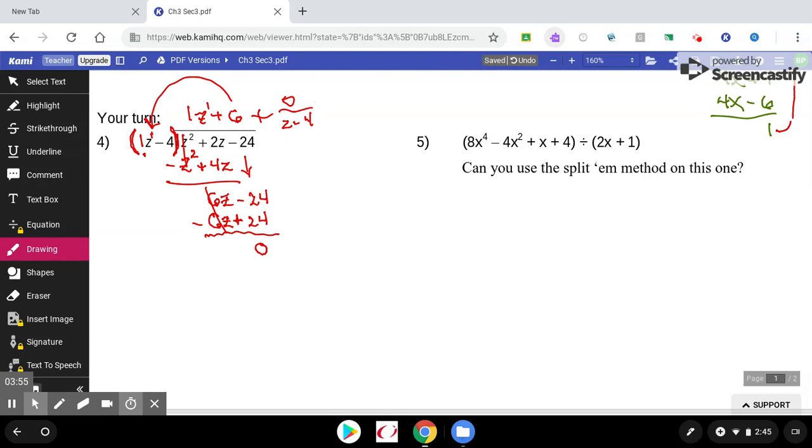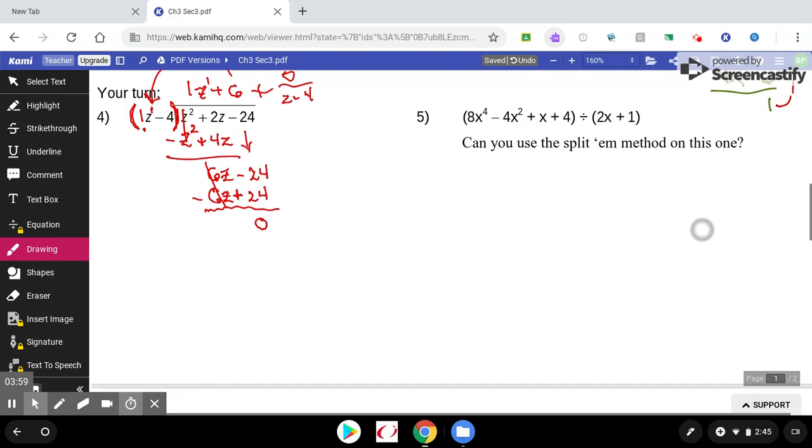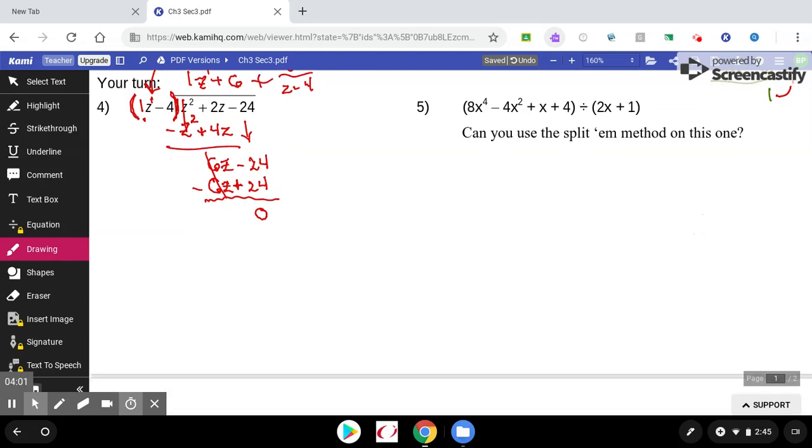All right, number 5. More trickery, as if math isn't hard enough, right? All right, well, it's a division problem. Now notice, it is not a monomial. So if you watch video number 1, the split them up problems, I cannot do it that way, even though that's way easier. And I can't do it that way because this is a binomial.